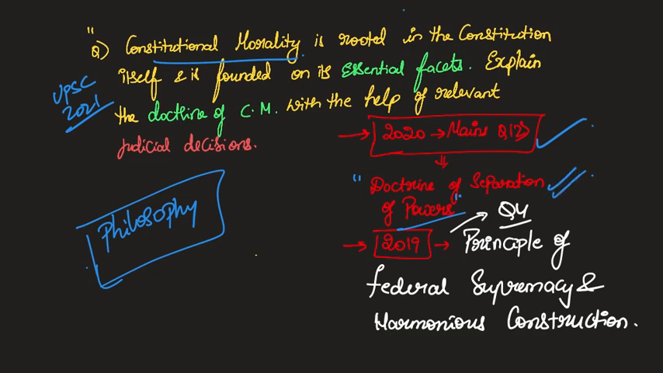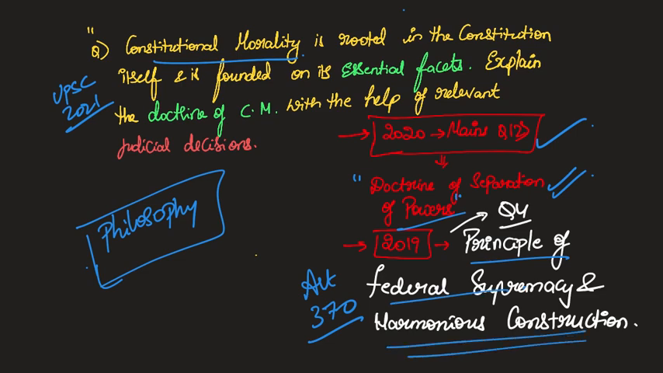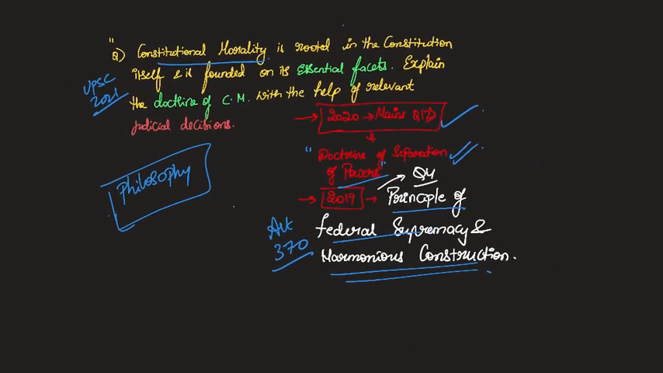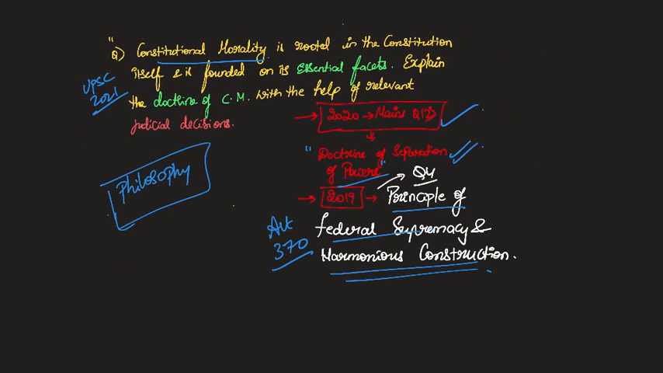And before that, owing to the discussions on Article 370, that is the Kashmir issue, there was this principle of federal supremacy and the discussion on the doctrine of harmonious construction. As such, when you're a student of constitutional law, you will come across these doctrines. But we are preparing for general studies. You are not expected to know all these doctrines.